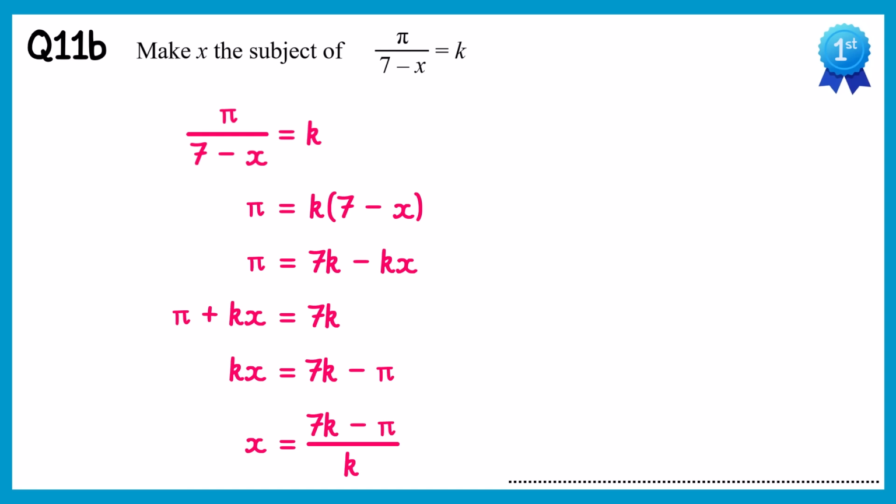We can now see that x is the subject because x is on its own, so we have x equals 7k minus pi over k. You may have also written this as 7 subtract pi over k, where just the pi is divided by the k and not the 7.